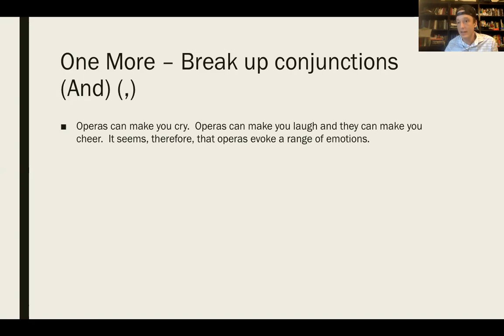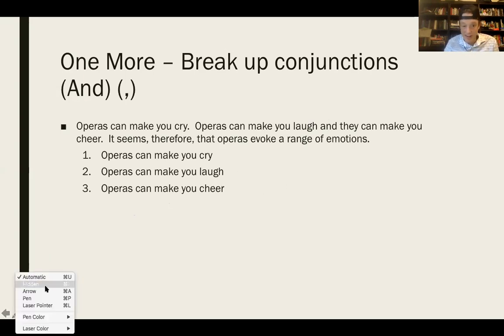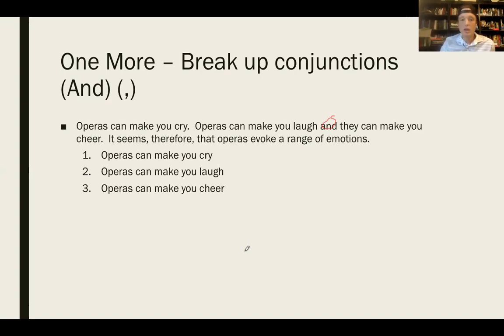So how many statements have we got here? Well, operas can make you cry. That's one. Then we've got this other sentence, and check it out. We got an "and." So we got operas can make you laugh, and they can make you cheer. Notice the "and" there? That indicates that we've got more than one statement. So you can break that up, okay? And then finally, you've got, it seems therefore that operas can evoke a range of emotions. So we've got 4 statements.